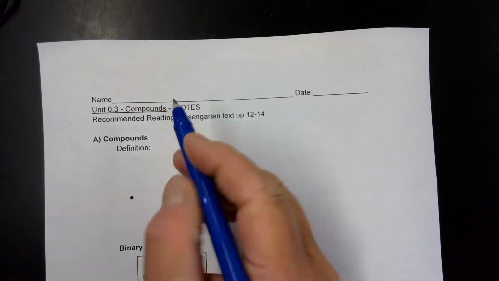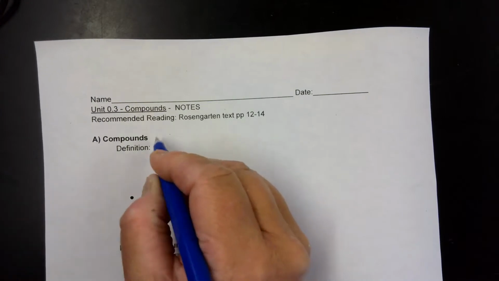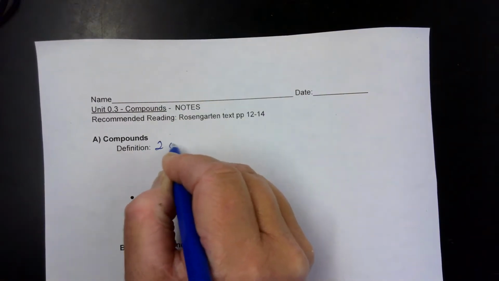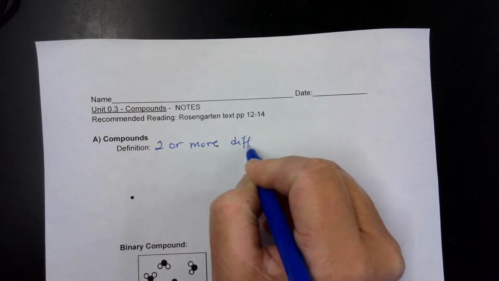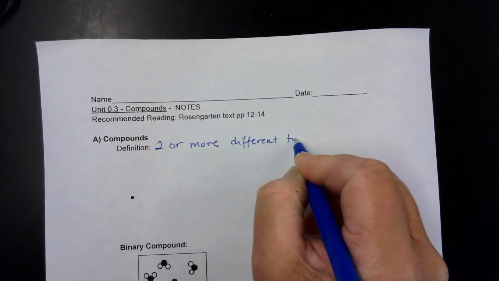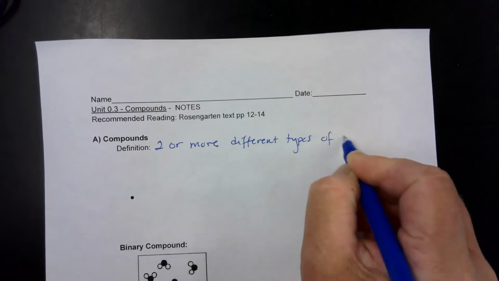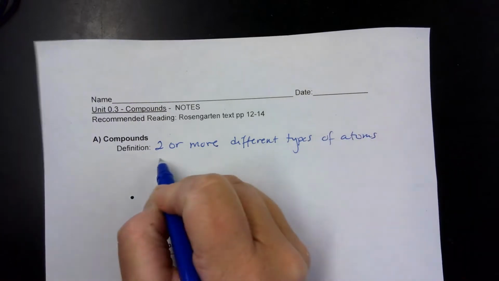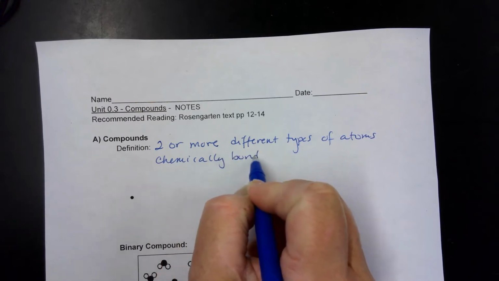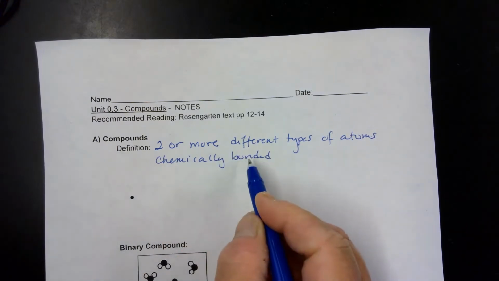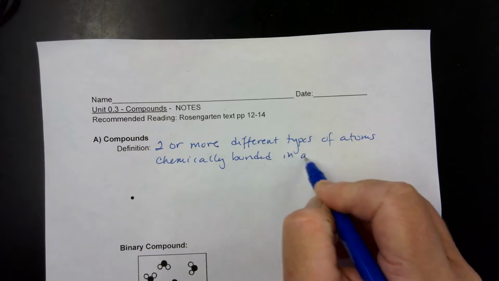So compounds, let's talk about the definition of a compound. A compound is when you have two or more different types of atoms chemically bonded. So they're connected through a chemical bond in a fixed proportion.